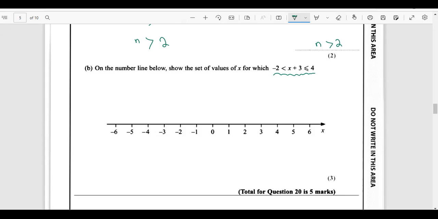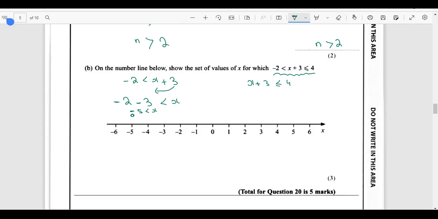Wait, okay. So basically, this inequality can be written as -2 less than x plus 3, and then x plus 3 less than or equal to 4. When I take this 3 to the other side, this would have -2 minus 3 greater than x. So this would be -5. It's -5 less than x. It says x is greater than -5, right? Yeah. Okay, so you are right, -5 would not be included, but we would be starting from -5 with a hollow circle.